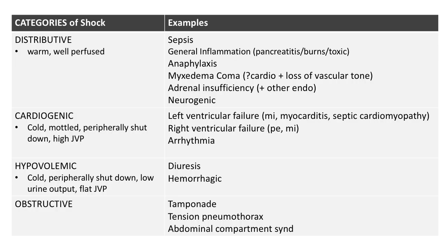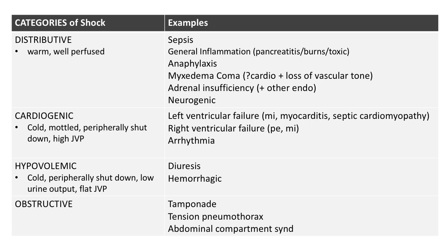There are several categories of shock. The most common will be distributive, in general always presenting as warm or well perfused. The most common examples of distributive shock will be things like sepsis, general inflammatory conditions, anaphylaxis, myxedema coma, adrenal insufficiency, and potentially neurogenic shock.